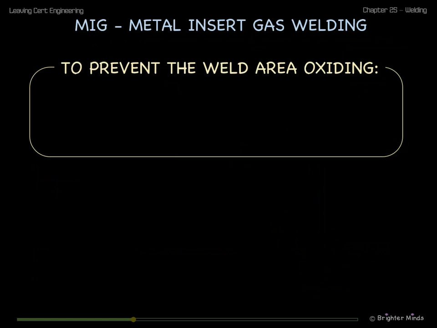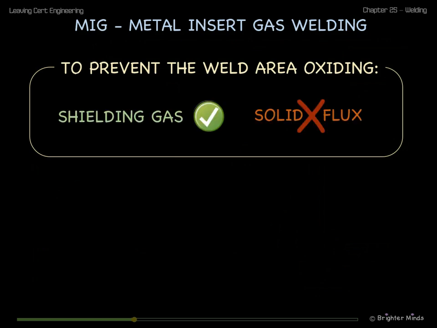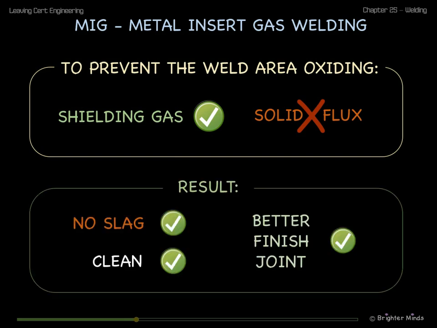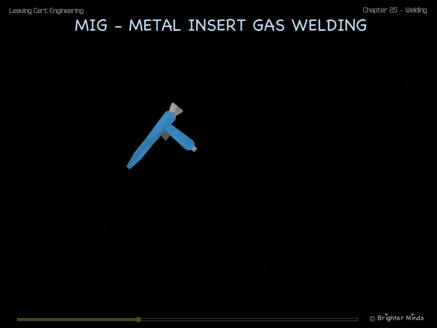MIG welding uses a shielding gas instead of a flux to prevent the weld area oxidizing. This results in a cleaner and better finished joint. MIG welding uses a special gun that supplies both the consumable electrode wire and the shielding gas.